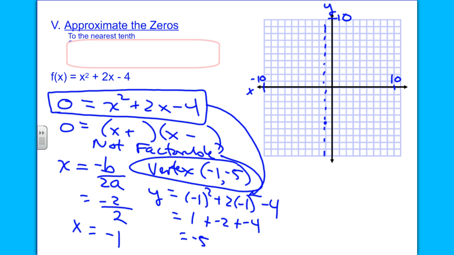What else do we know about this parabola? The y-intercept is -4, right here. And how far is the y-intercept from the axis of symmetry? Only one away, so we go one this way.